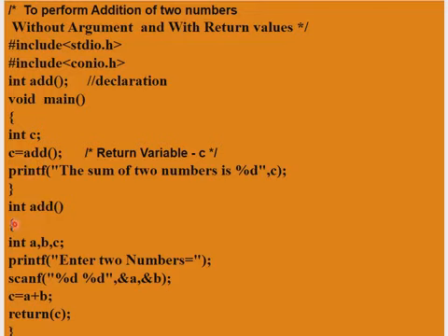Now we will see the definition of our add function. Here integer is the return type, and add does not have any arguments. So here we have defined three variables A, B and C. We will accept the two numbers A and B, scan those variables and add them into C.